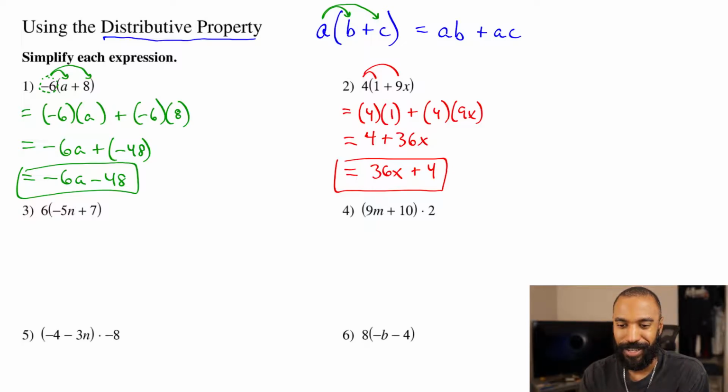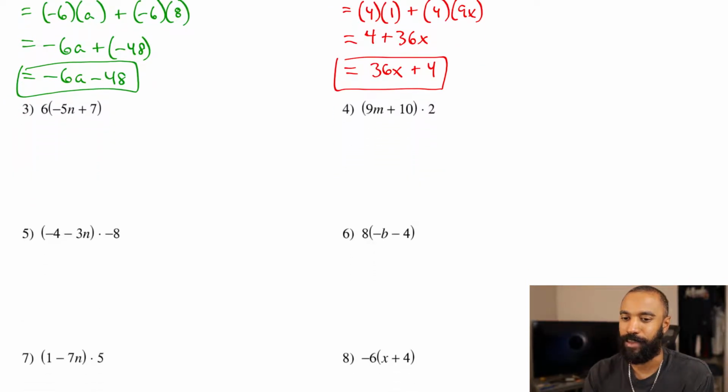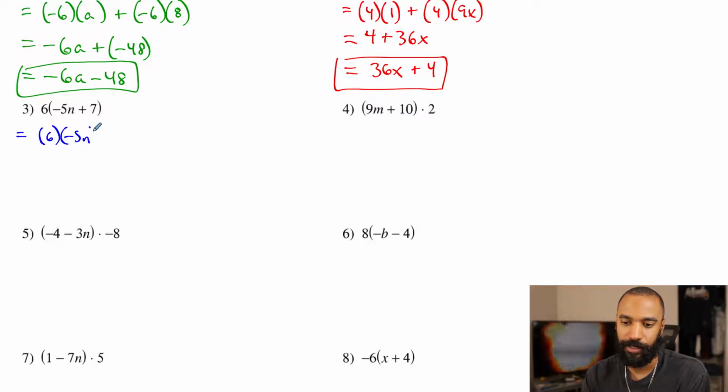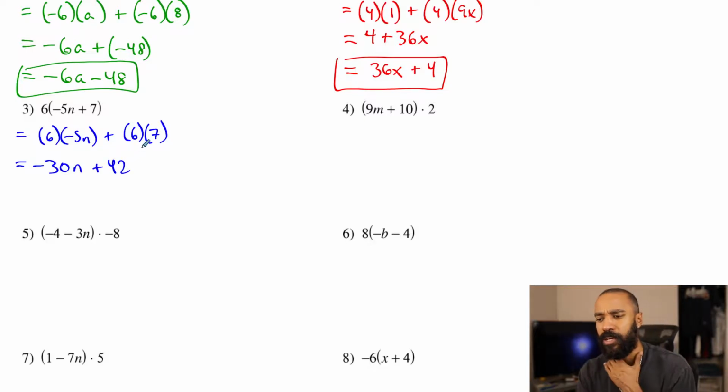Moving on. Number 3. 6 times negative 5n plus 7. 6 times the quantity, negative 5n plus 7. Distribute the 6 into negative 5n and 7. What do we get? Negative 30n plus 42.